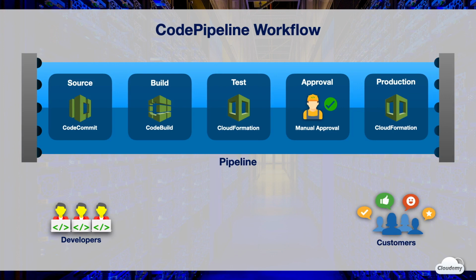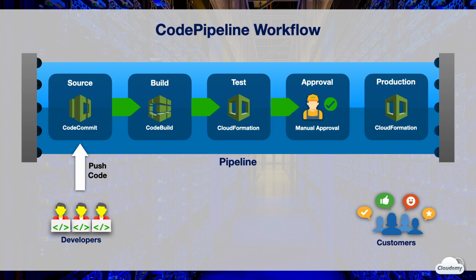Here is an example of a typical CodePipeline workflow. We have a deployment pipeline with 5 stages, including the source, build, test, approval, and production stages. The source stage is integrated with CodeCommit. When developers push new code to the CodeCommit repository, CodePipeline automatically detects the changes. CodePipeline triggers CodeBuild to start the build process, which automatically performs the validation and runs tests. After the build succeeds, CodePipeline deploys the application to the test stage for further testing, such as integration testing and load testing. CodePipeline uses CloudFormation to create a testing infrastructure that is similar to the production environment.